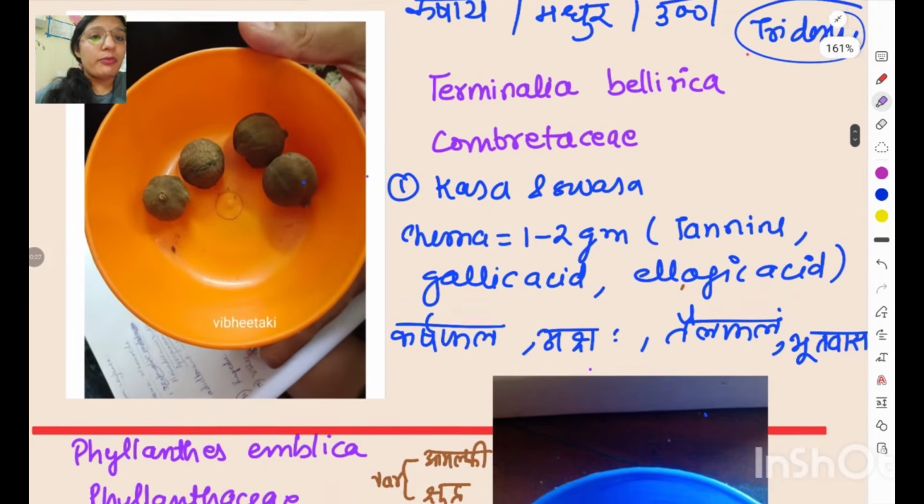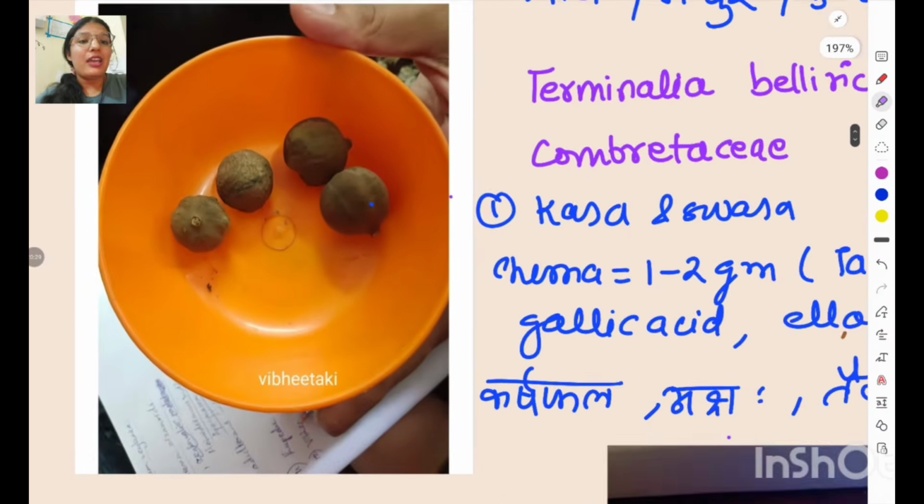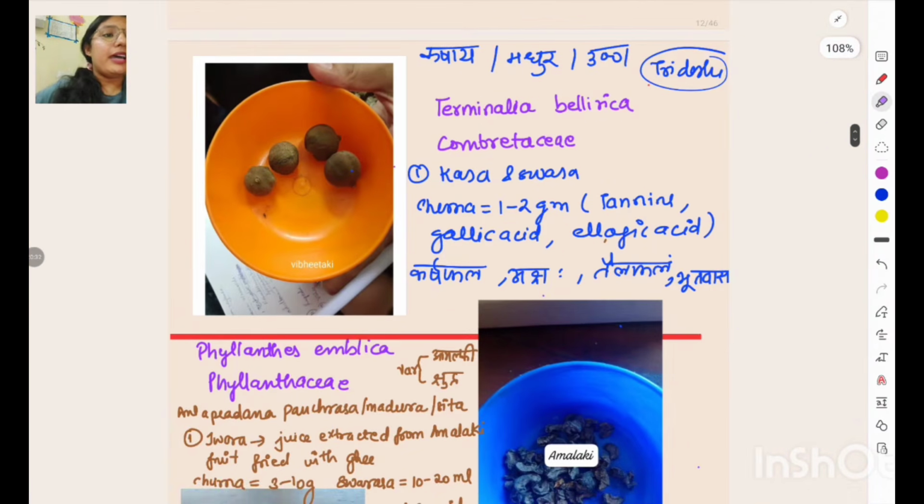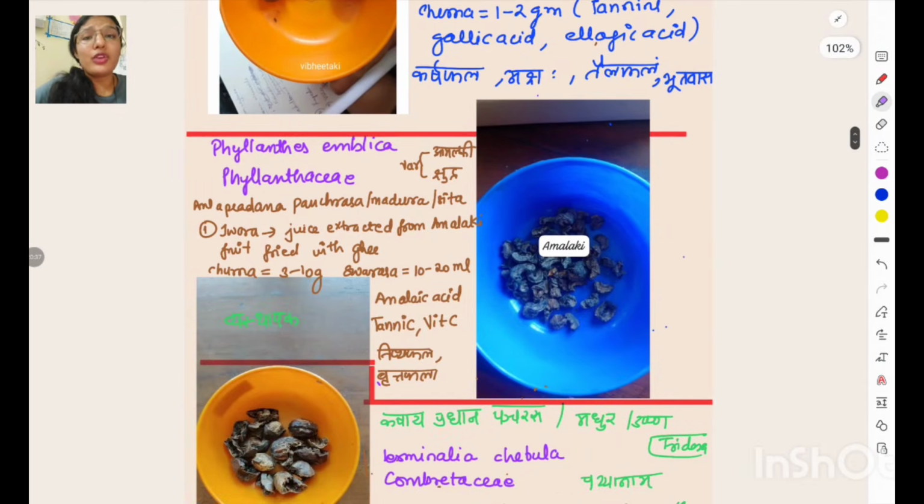This is your Vibhitaki. As you can see in the diagram, Terminalia bellirica, and all these are the important points. It's also known as Karshaphala or Aksha because this is good for the eyes.